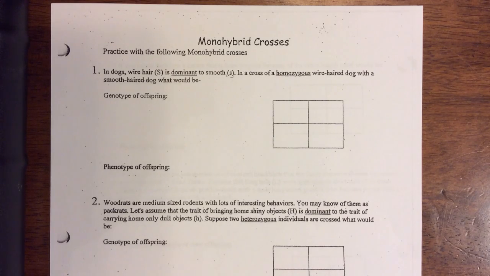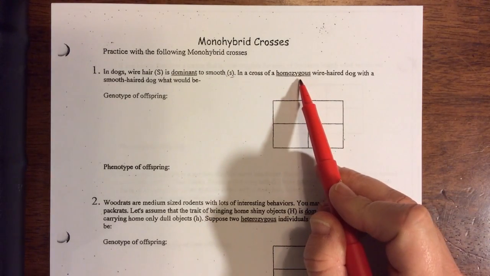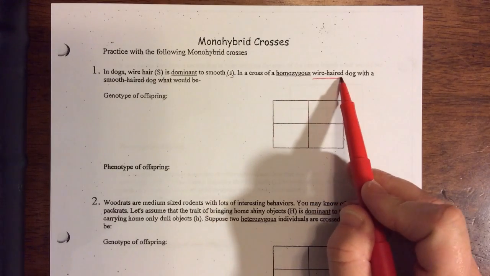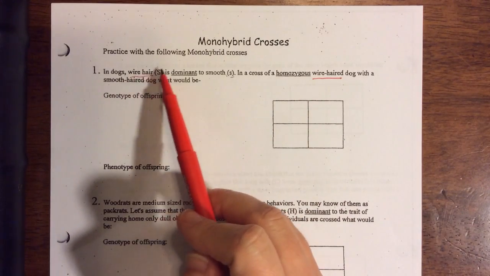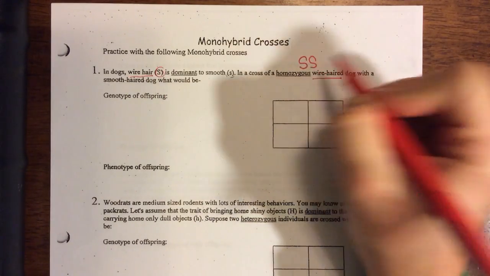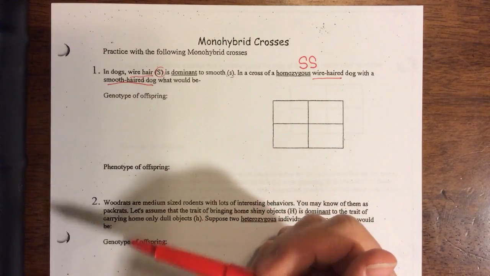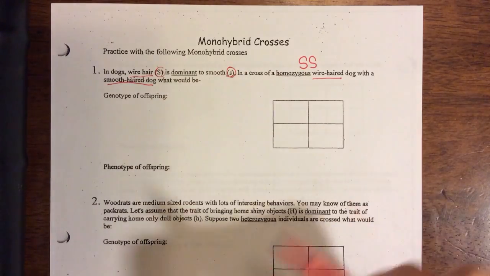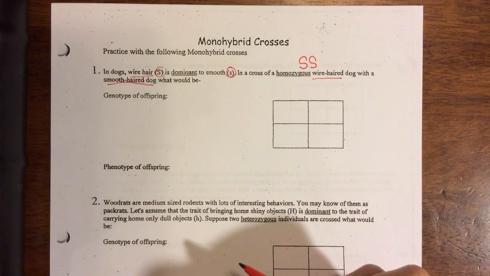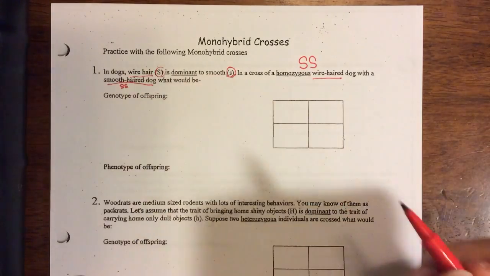Okay, so let's go ahead and write down what the problem says. We have a cross of, we're homozygous, which means I'm the same, and I'm wire haired. And I know here that wire hair is big S. So my first parent will be big S, big S. And I have a smooth haired dog over here, and smooth is little s. So in order to be smooth, I have to have two little s's. I can't be big S, little s, because if I was big S, little s, I would have wire hair. So I know that this smooth haired dog is going to be little s, little s.